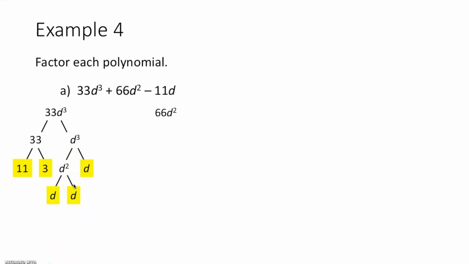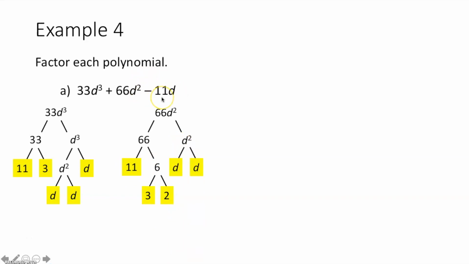Now the 66d squared, we break up the coefficient and the variable first. The 66, we're going to break up into 6 times 11. And then the 11 is a prime number, so that stops. But the 6, we break up more into 3 times 2. Okay, that's done. The d squared, we know to break up into d times d now.